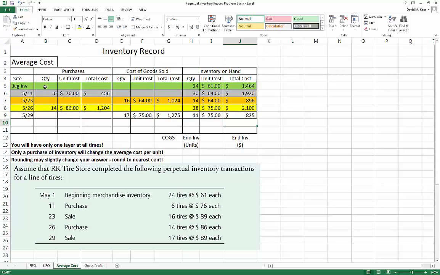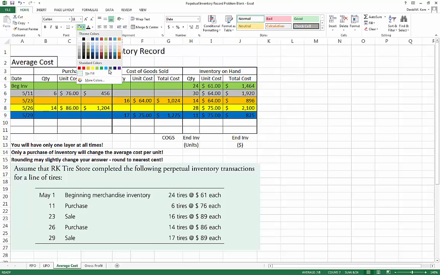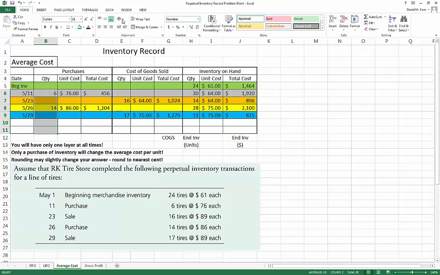Okay, let's do our totals. Let's put this in our row here. Again, we have 20 units, 1660 here. We still sold 33 units. In this case, cost of goods sold was $2,299, and we're left with 11 units at 75 for 825. Okay, let's take a look at this real quick and compare all these.